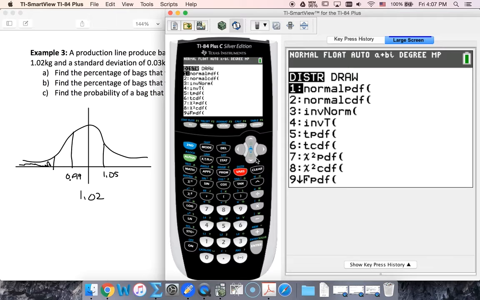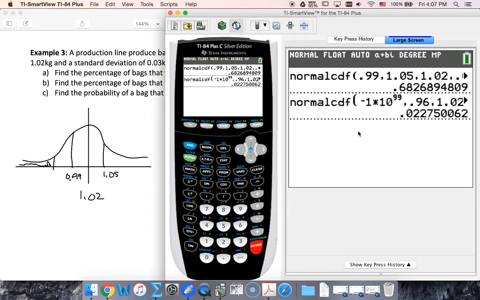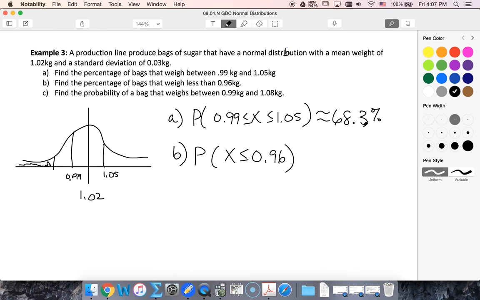So distribution, norm CDF. So now my lower, remember that's going to be negative infinity. So negative 1 times 10 raised to the 99 power. And my upper bound is going to be 0.96. I've got the same mean and standard deviation. And I get, let's see, 2.28%.